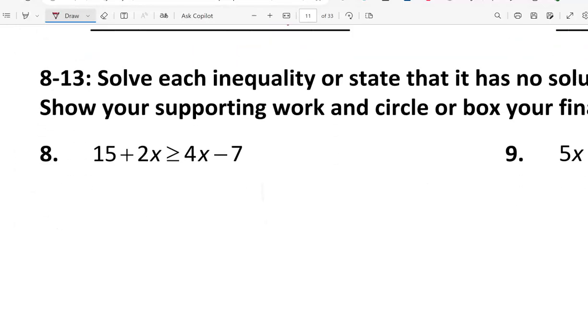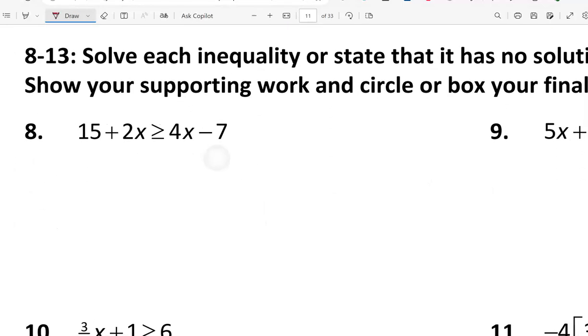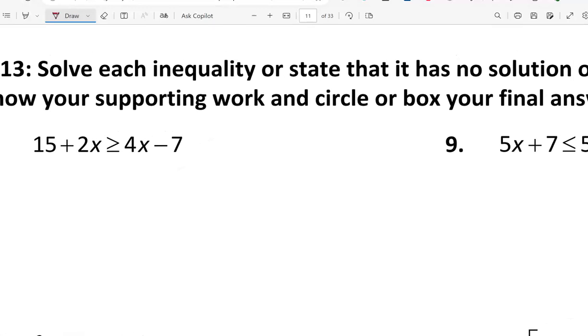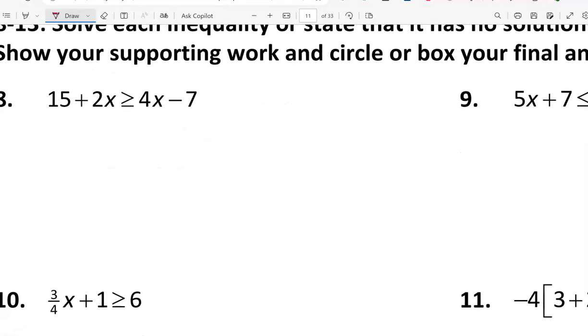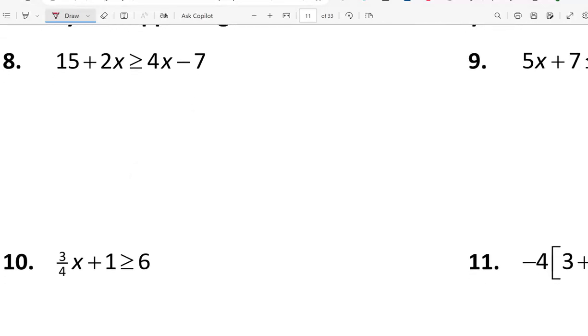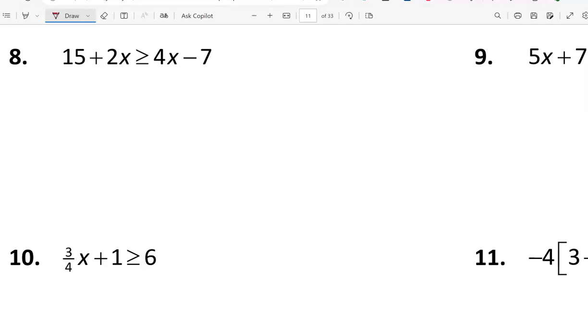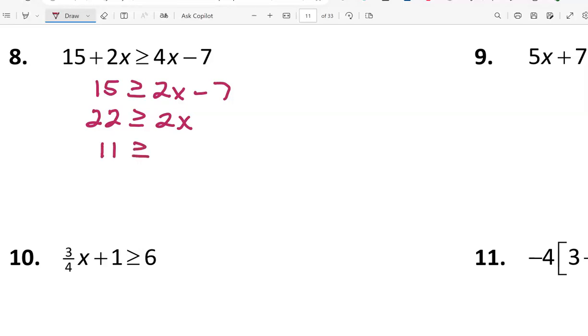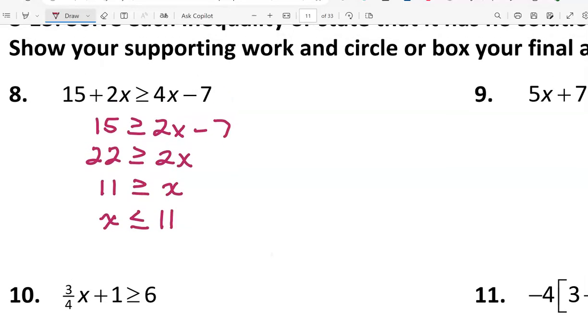All right, in 8 through 13, we are solving or stating the inequality has no solution, showing supporting work, and circling and boxing our final answer. We're going to solve this pretty much like we solve an equation. I'm going to subtract 2x from both sides, and then add 7, and then we can divide by 2, and we get, turning this around to say what x is, x is less than or equal to 11.